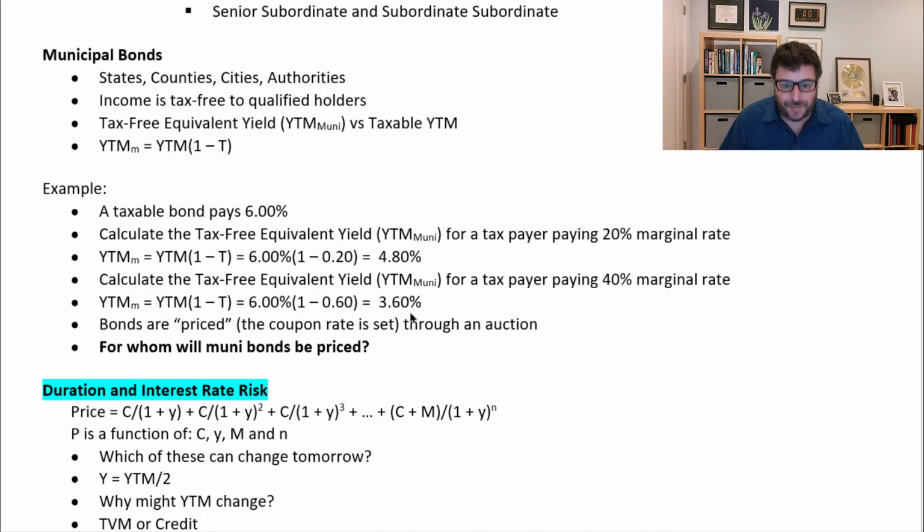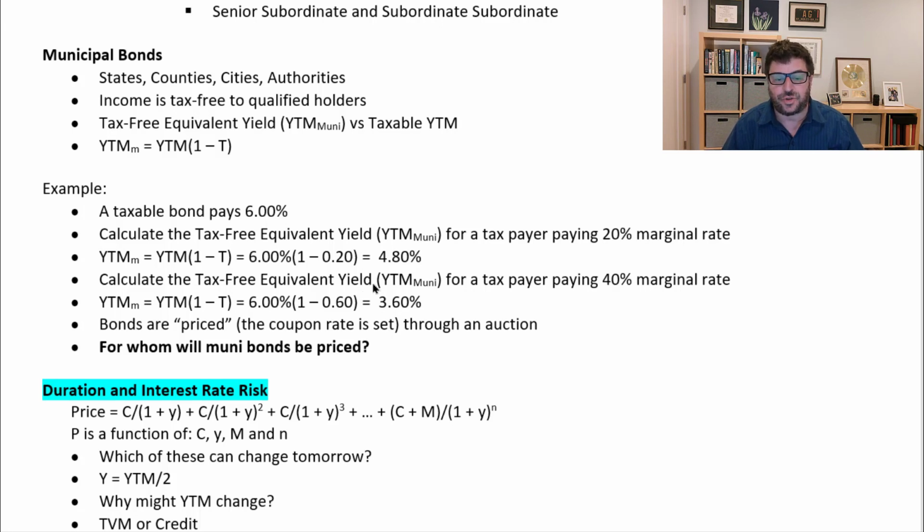And so the coupon rate is set through an auction. And so what happens is the municipality goes to an investment banker and says, we need to issue $100 million worth of Boulder Valley School District bonds. What is the amount that you need to earn? And I say I need to earn 4.8 because I pay 20% tax and I think this is equivalent to a 6% bond. You also believe it equivalent to a 6% bond, but you pay a 40% tax rate, and so therefore you're willing to earn 3.6.